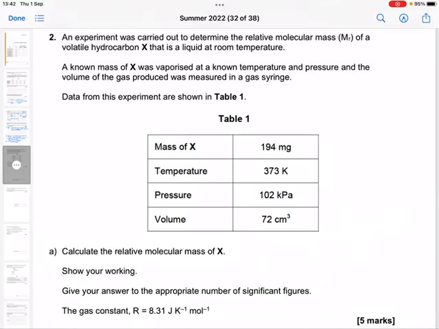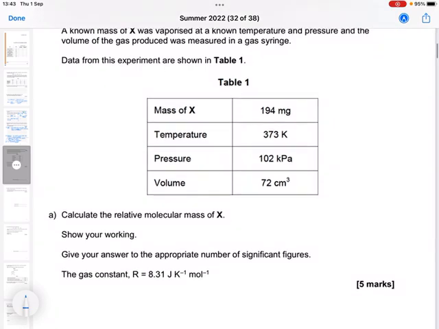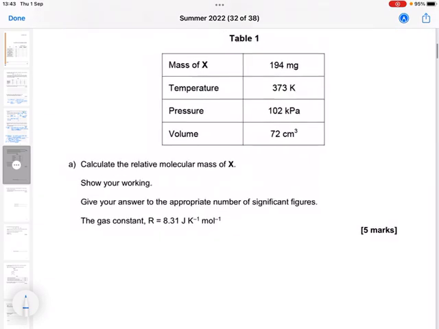Okay, this question. An experiment was carried out to determine the relative molecular mass, the MR, of a volatile hydrocarbon that was a liquid at room temperature. So MR is going to be mass divided by the number of moles. A known mass of X was vaporised at a known temperature and pressure, and the volume of the gas produced was measured in a gas syringe. So we've got our results table here.